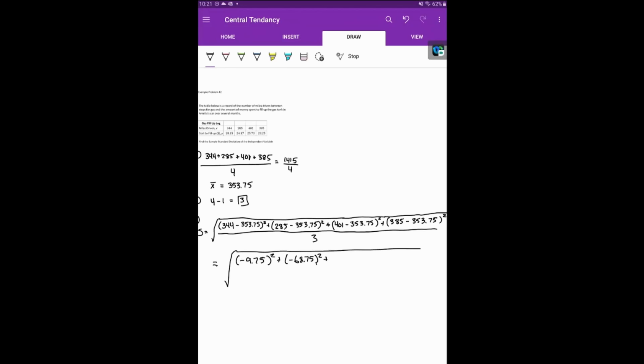401 minus 353.75, positive 47.25 squared, plus 385 minus 353.75, 31.25 squared, and still inside the square root divided by 3.